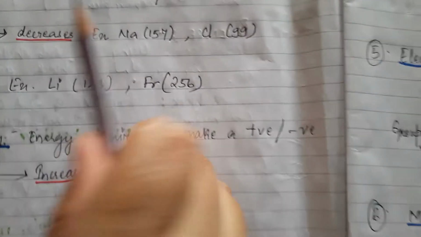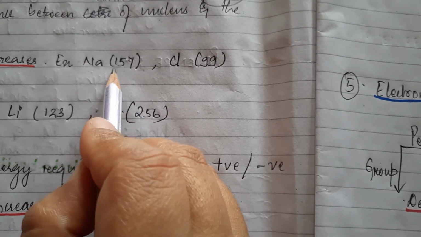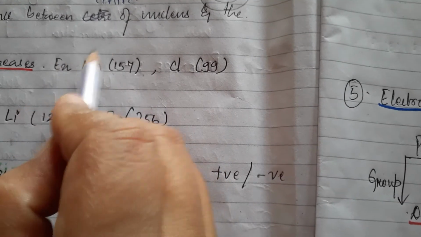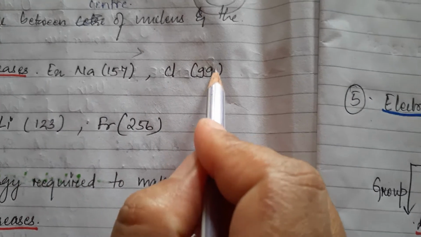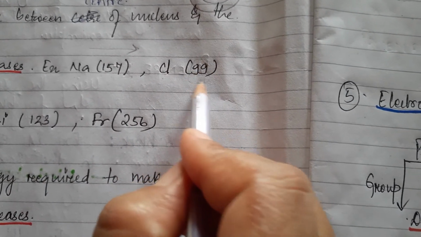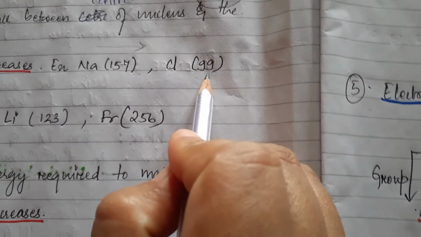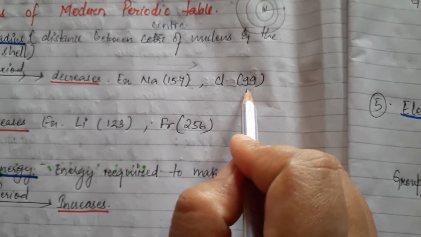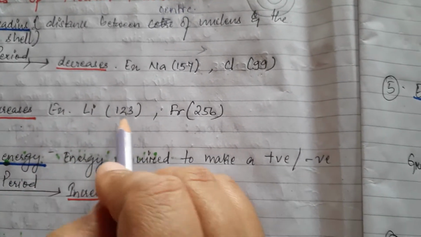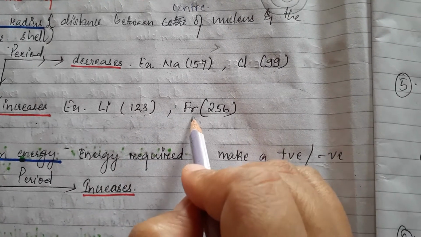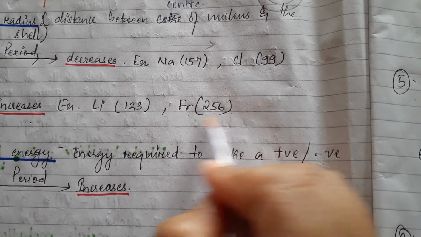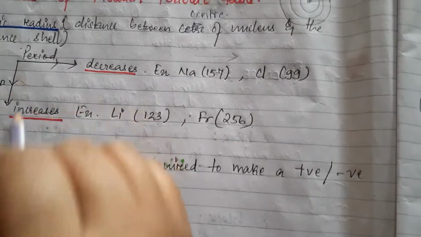For example, sodium has an atomic radius of 157, but when we go from left to right, by the time we reach chlorine, the radius becomes small. That means the size of the atom decreases, and chlorine has an atomic radius of 99. But when you go from top to bottom, lithium has 123, but Fr has 256. So we see an increase from top to bottom and a decrease from left to right.